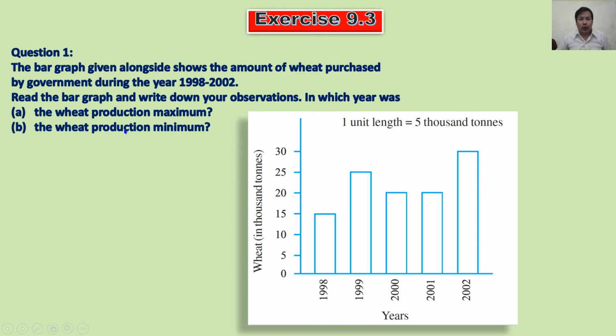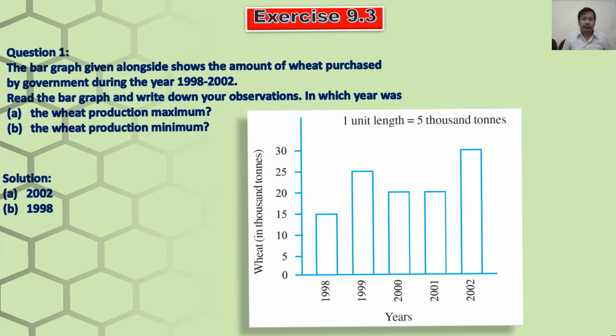And for B, in which year was the wheat production minimum? You can see that the shortest bar shows the minimum or very least value. So that means in the year 1998 was the minimum production. Let us see the solution here. In solution A we have 2002, and in solution B we have 1998. Then let us go to the next question.